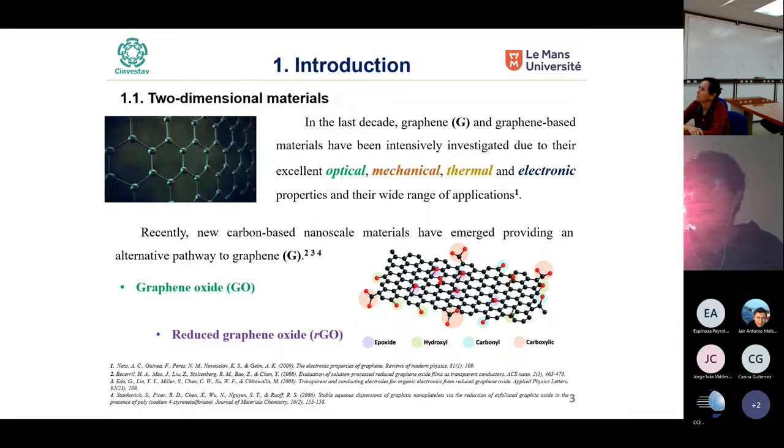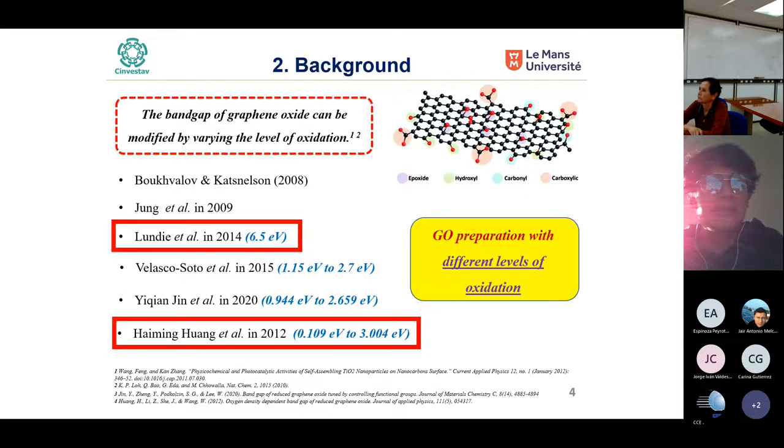Graphene oxide is a graphene sheet with different functional groups incorporated into its surface. These functional groups could be epoxide, hydroxide, carbonyl, or carboxyl. Something really interesting with this material is that the bandgap of graphene oxide can be modified by varying the level of oxidation. I mean, if we change the amount of these functional groups, we can modify the bandgap and other properties of this material. This has been previously reported in the literature.